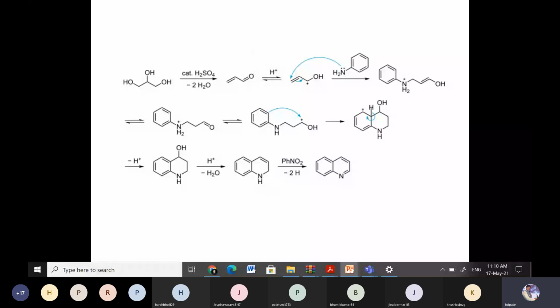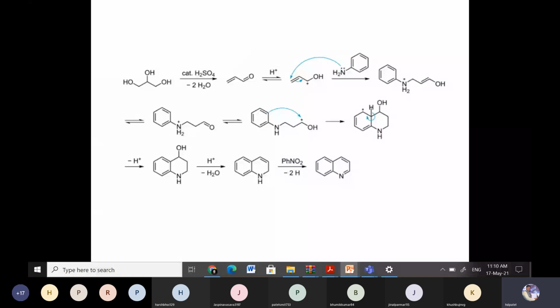So as a result, hydrogen will be eliminated as H minus and this hydrogen eliminated as H plus. One hydrogen is H minus, another hydrogen is H plus. In the same way, from the I2 also, one I is I plus, another I is I minus. So I plus will react with H minus and I minus will react with H plus, and as a result the oxidation will take place and we will get the quinoline derivative.